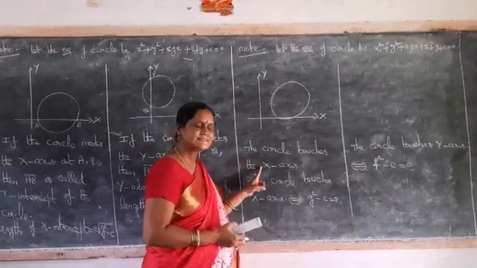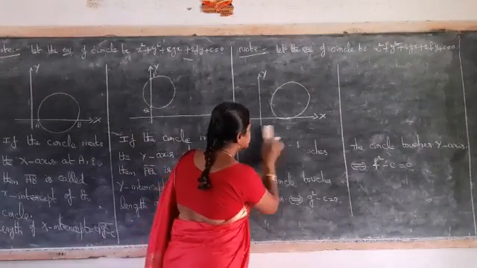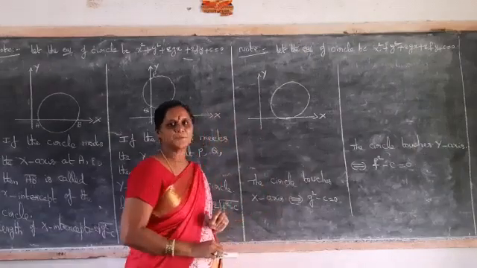The circle touches x axis if and only if g square minus c is equal to 0. So this is the formula.